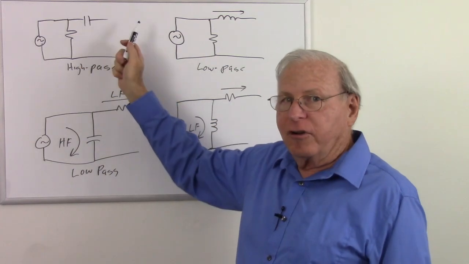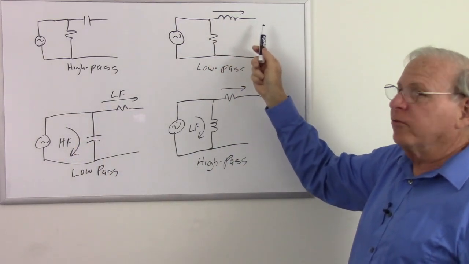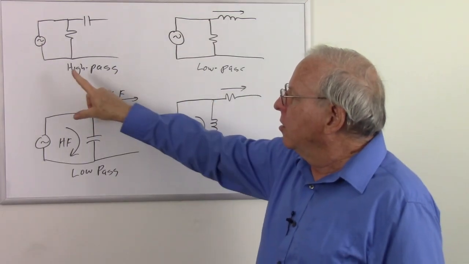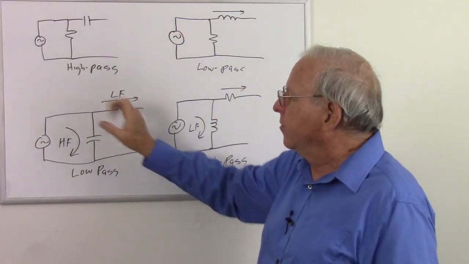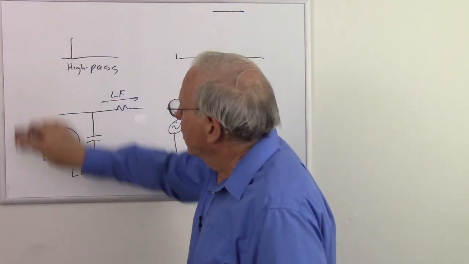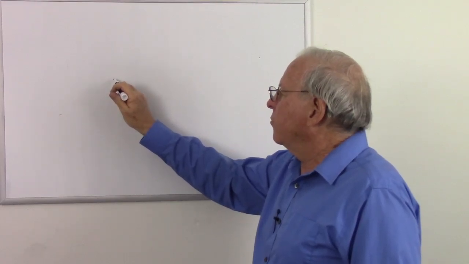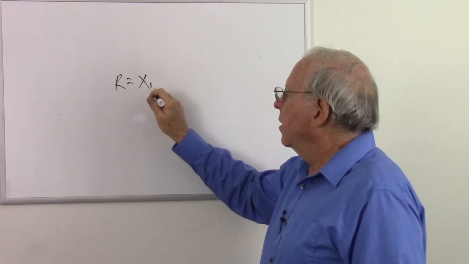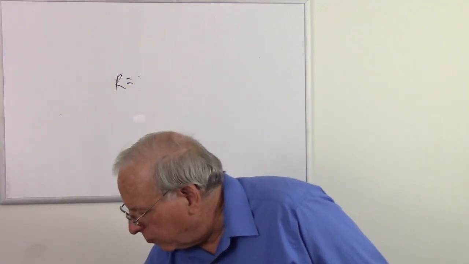So again, capacitor in series with the signal, high pass. Capacitor across the signal, low pass. Inductor in series with the signal, low pass. Inductor across the signal, high pass. So there's our RC filters and our RL filters, the 4 different types of filters and how they would be drawn. Once again, let's look at the formula for the inductive filter, the RL filter. So we know that at the cutoff frequency our resistance is going to equal the inductive reactance. So inductive reactance is 2 pi FL.